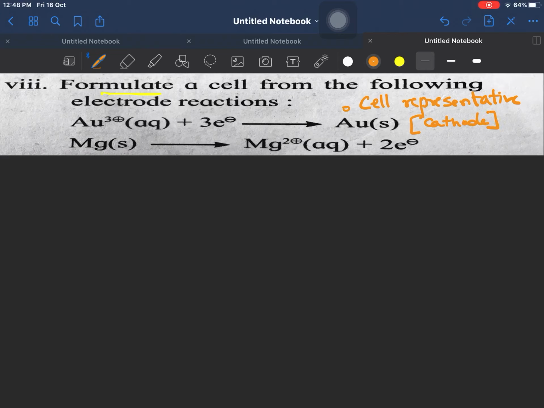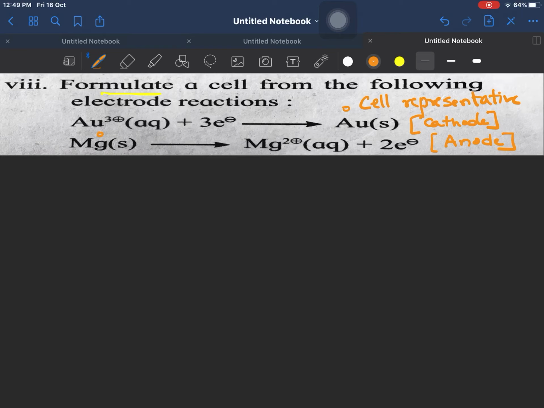It's undergoing reduction. And Mg from 0 state is getting converted to plus 2. That means the second one is the anodic reaction. So while representing the cell, first you will represent anode, put a double line for salt bridge, followed by cathode. Now in anode, you have to write the electrode first. Now out of Mg, which is solid, and Mg plus 2, which is aqueous, who will be the electrode?